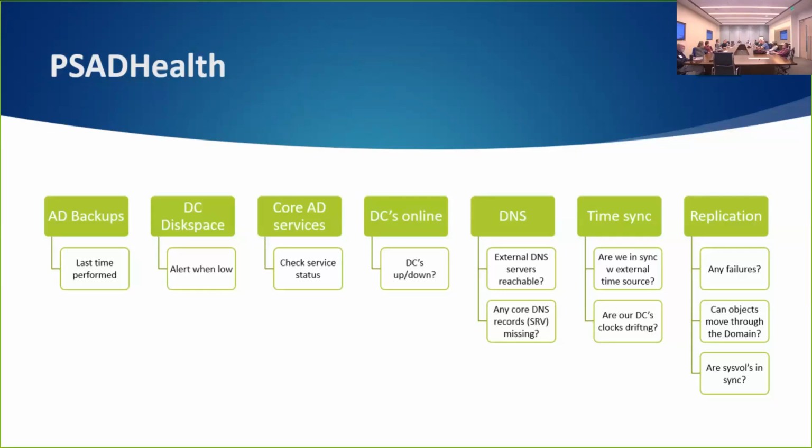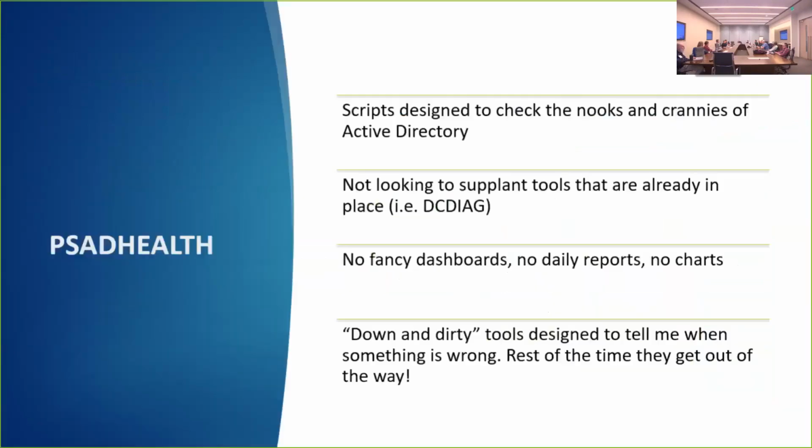There's no daily disk space reports. There's no uptime reports. There's no fancy dashboards to look at to see what's going on. It's just down and dirty scripts that run and do something, and they run in the background via scheduled task or scheduled job, and they don't do anything unless there's a problem. But when there's a problem, they let you know there's something going on. And that's really what the toolkit is meant to be. Simple tools that solve the problem for you so that you can move on to other stuff.